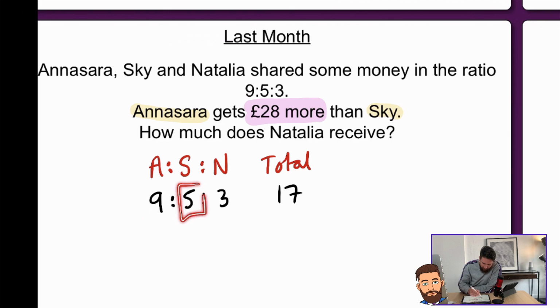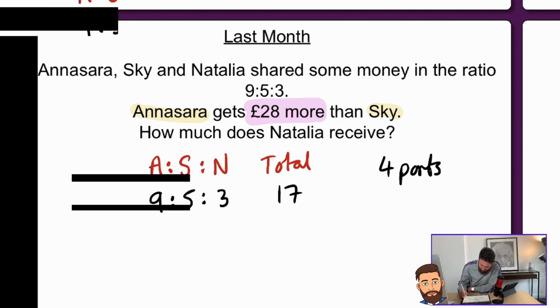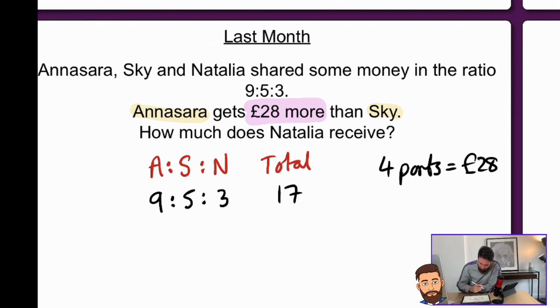As you can see here, the difference in parts is going to be 4. So that is 4 parts equals the £28 more. So 4 extra parts is worth £28. This tells me now that 1 part must be equal to £7 by dividing both sides by 4.